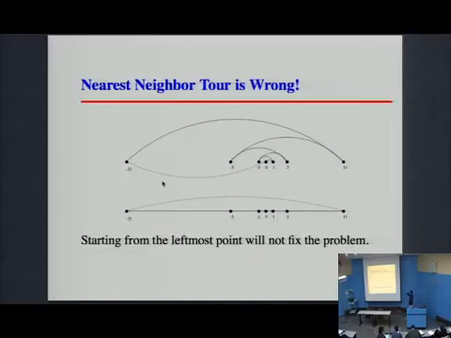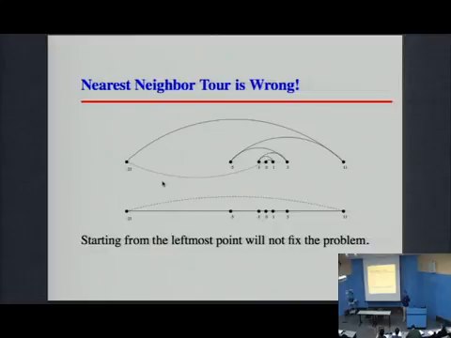Let's just look at maybe one example of this. Look at this particular example here. We agreed that the greedy algorithm, nearest neighbor, where you start from a particular point, can give you the wrong answer. Can anybody argue that starting from the leftmost point in doing the greedy algorithm doesn't always work?